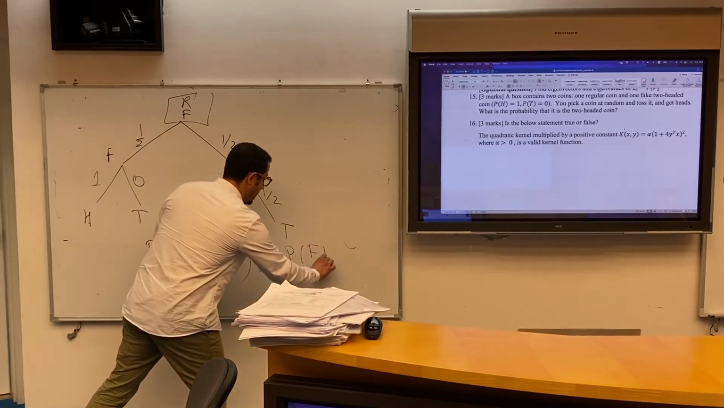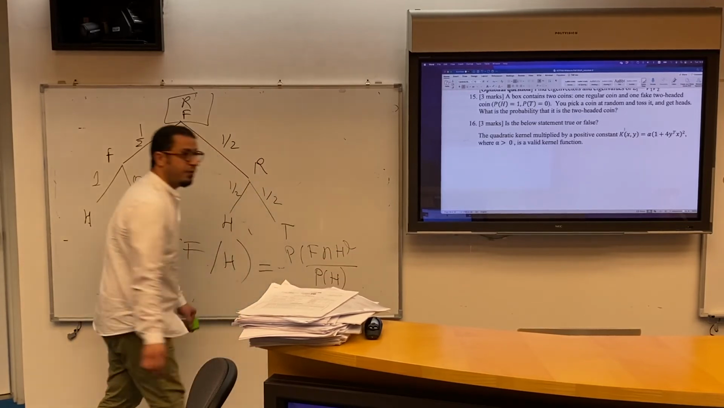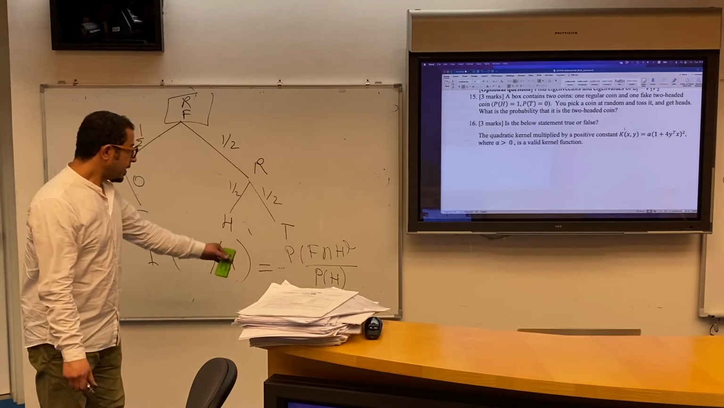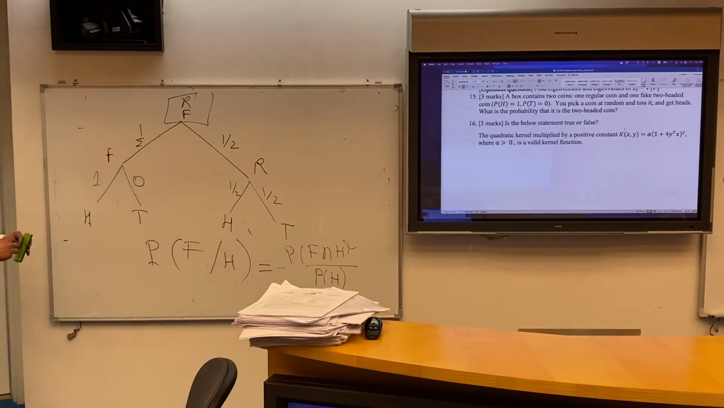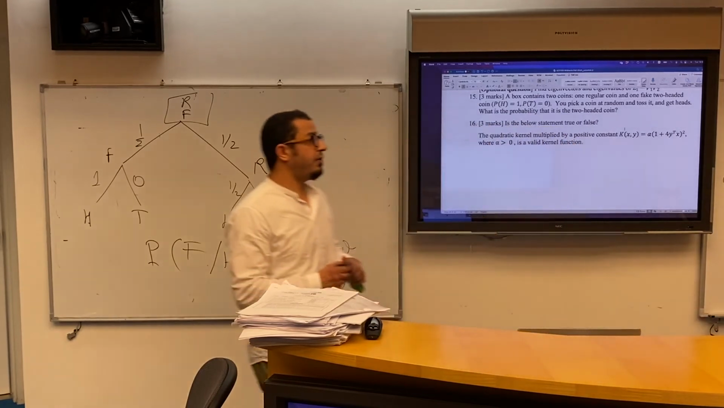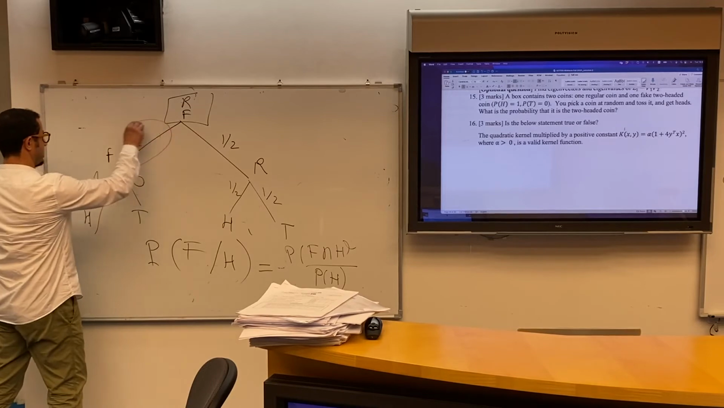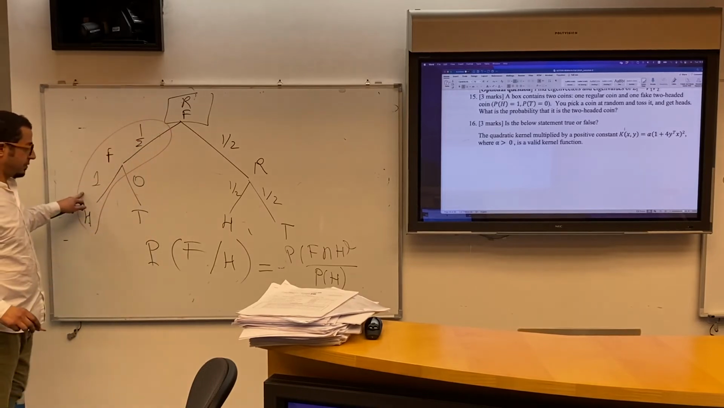Probability of fake intersection head over the probability of head. What is the probability of fake and head? Fake is heads. Probability of fake and head is one times a half, which is a half.